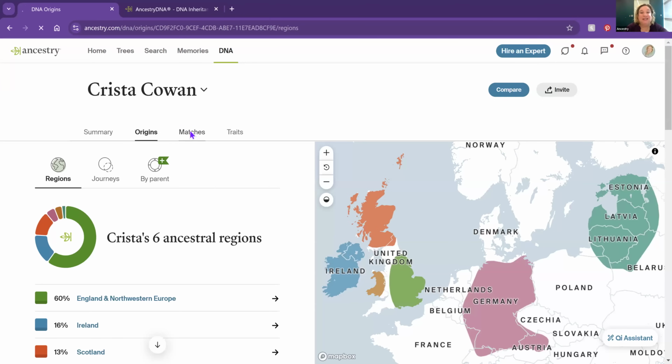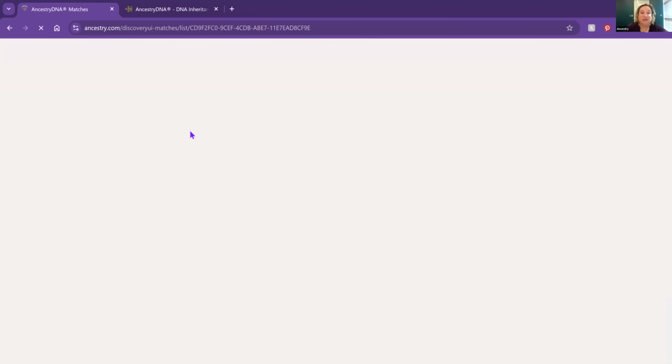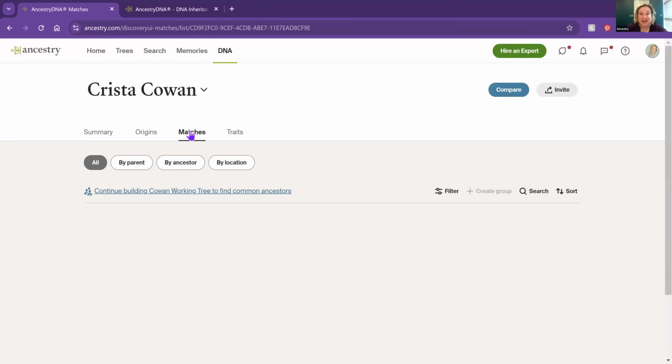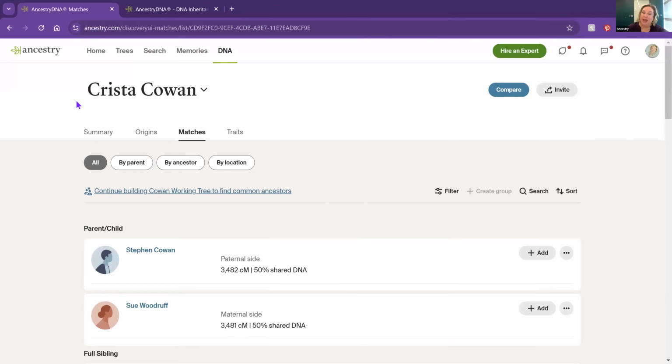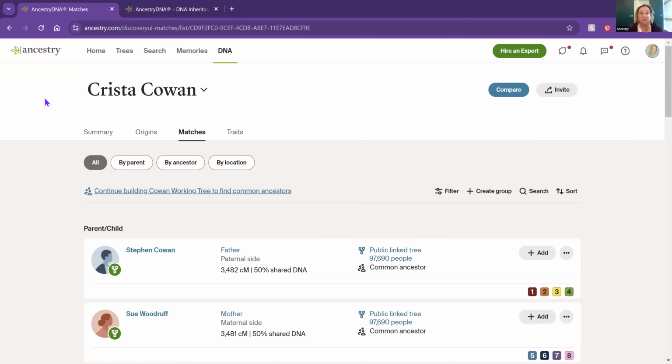So the match list is the next piece of results that you get with your AncestryDNA test. We take your DNA and we compare it to the other 25 million people who've taken the AncestryDNA test, and we put them all on a list to show you who you're related to, how much DNA you share with one another, and based on their self-reported age and gender and that amount of shared DNA, we can predict a possible relationship for you to that person.